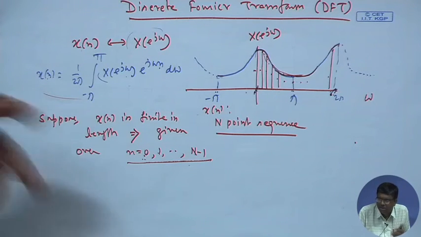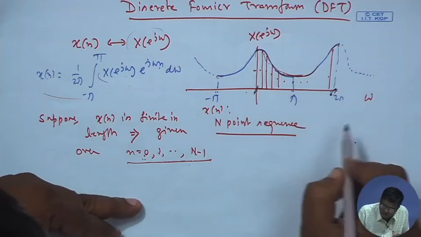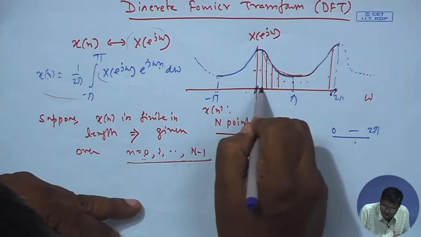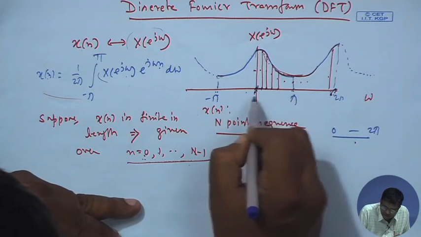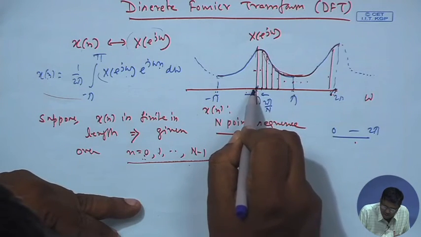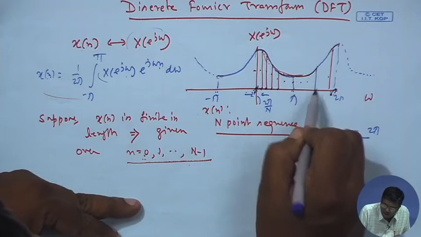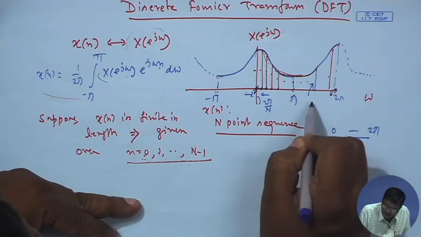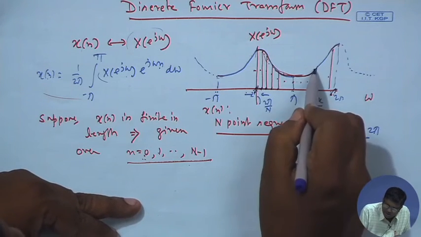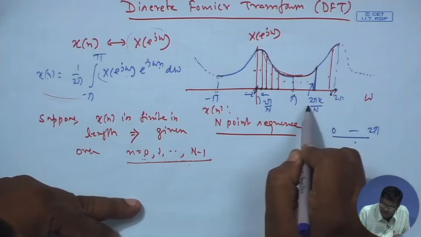I will have to justify the claim, but the claim is this: the total zone 0 to 2 pi, I will divide into some sampling points. The sampling period will be 2 pi by N. So, 0, 2 pi by N, 4 pi by N, 6 pi by N, and the kth sample will be at 2 pi k by N. This is the kth sample, at omega equal to 2 pi k by N.